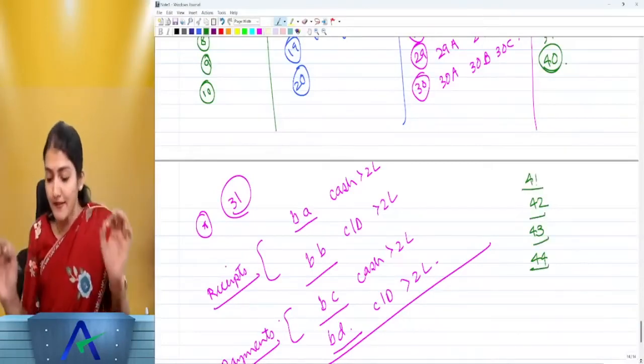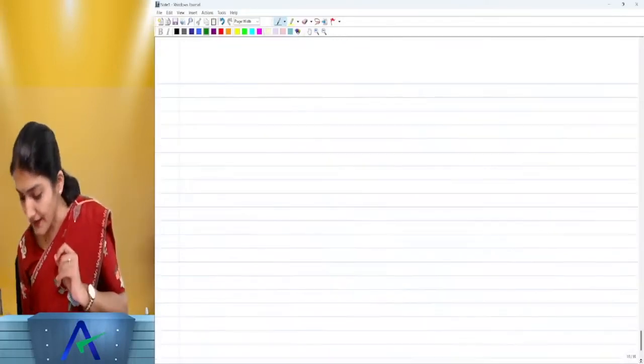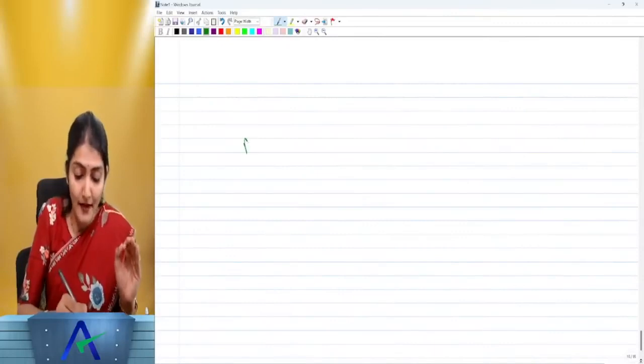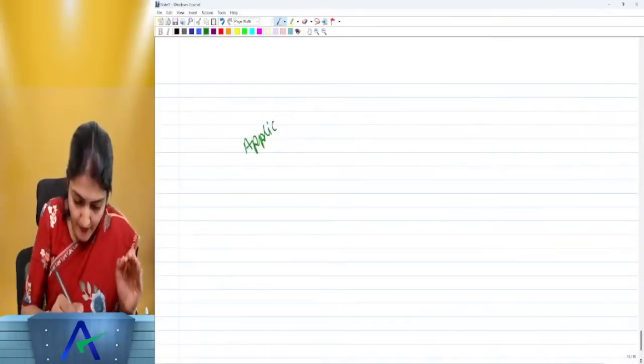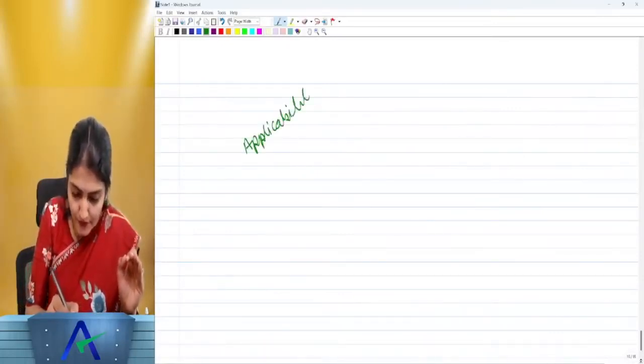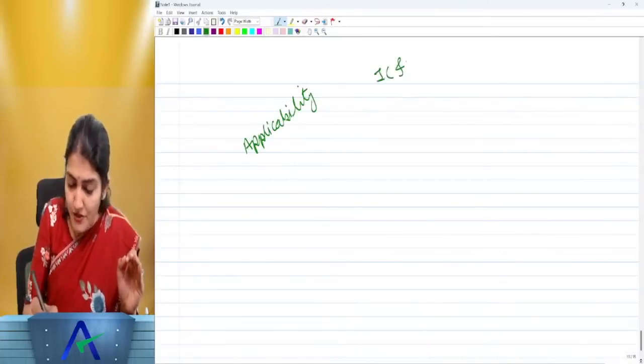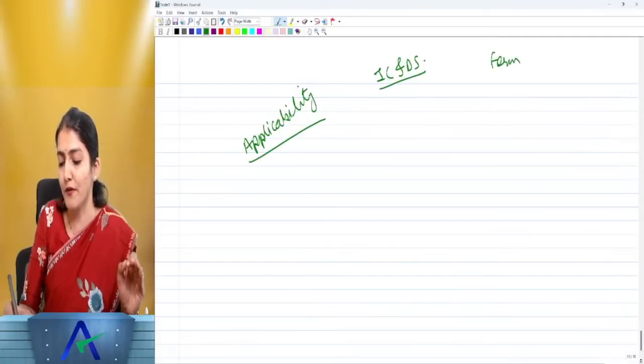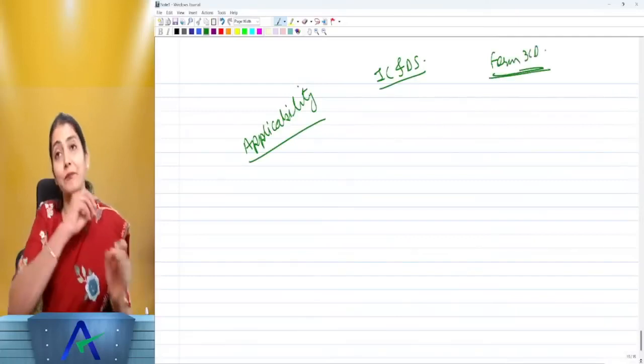Okay, so basically, when you are now revising the chapter of the fiscal laws, you need to look into three areas. One, the applicability of the tax audit. Second, you need to look into the income computation and disclosure standards. And third, you need to study the 44 clauses of the Form 3CD.